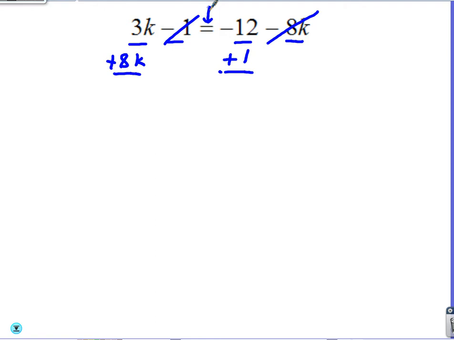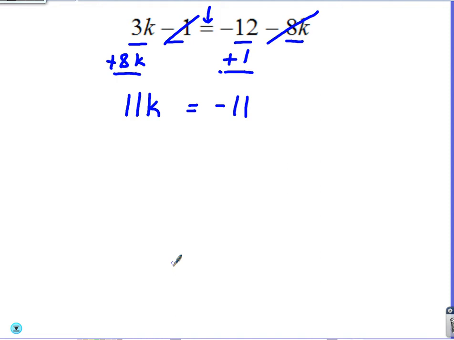Jordan, I have 3 K's plus 8 K's. How many K's is that? 11 K. Good. Bring down your equal sign. And anybody, negative 12 plus 1, what is that? Good. So you see what you did. And like I said, do it the way that you want to do it. Do it the way that makes sense to you.